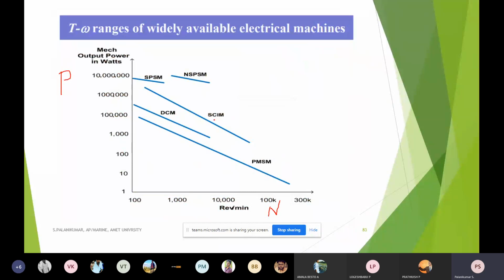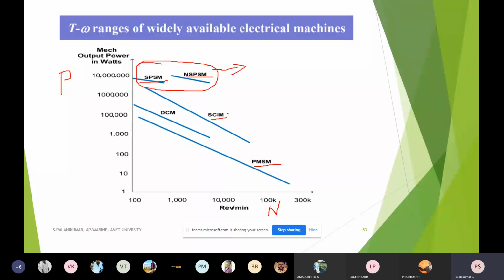Here a DC motor is there, a squirrel cage induction motor, a permanent magnet synchronous motor, a non-salient pole synchronous motor, and a salient pole synchronous motor. If you see the salient pole and non-salient pole synchronous motors, we cannot have very high speed in revolutions per minute, and the power rating is very high. These will be useful only in a generator configuration. Synchronous machines are very helpful as generators only, which is why they are used for large power generation.